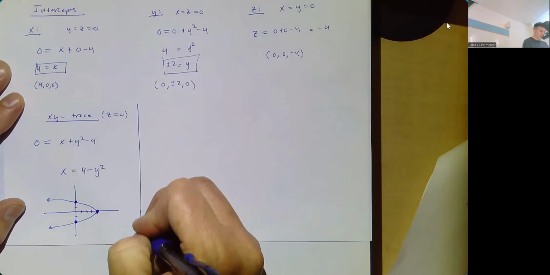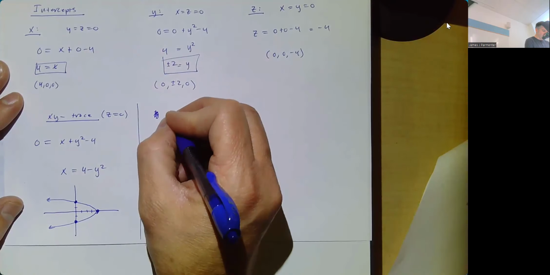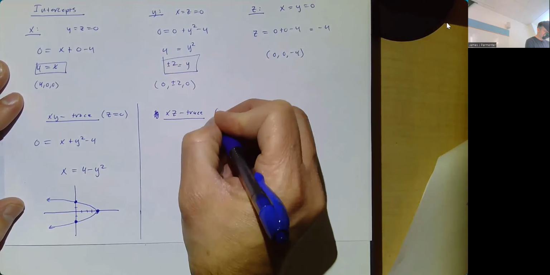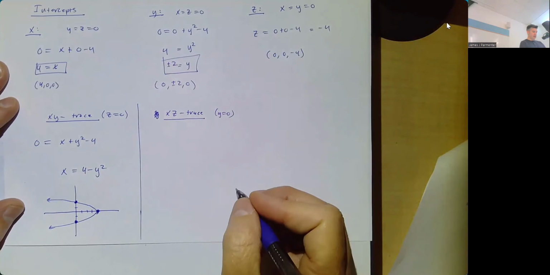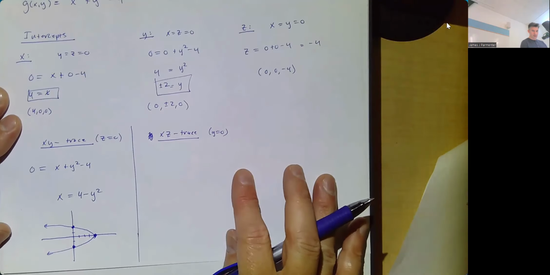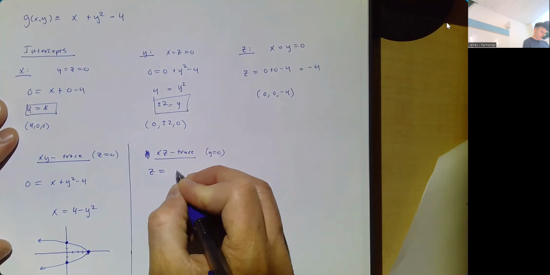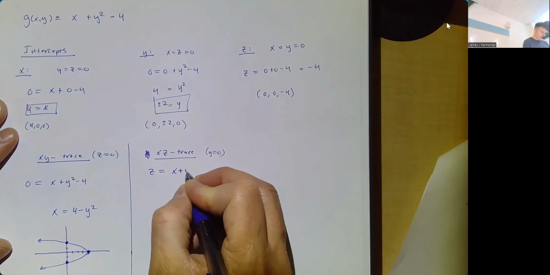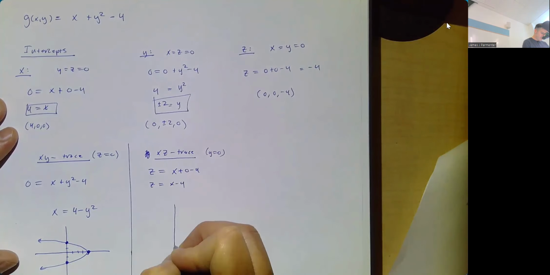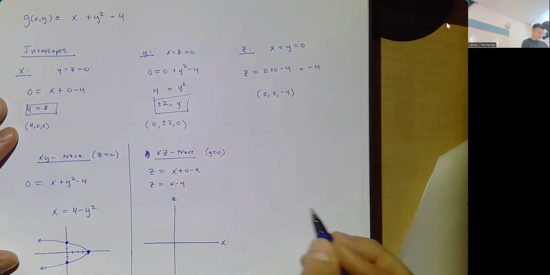Let's find the YZ. No, the XZ. It doesn't really matter what order you do this in. I'm just trying to be consistent. XZ trace, so y equals 0. Setting y equal to 0 here, I'm going to get z equal to x plus 0 minus 4, or just z equal to x minus 4. X is the horizontal, z is the vertical.